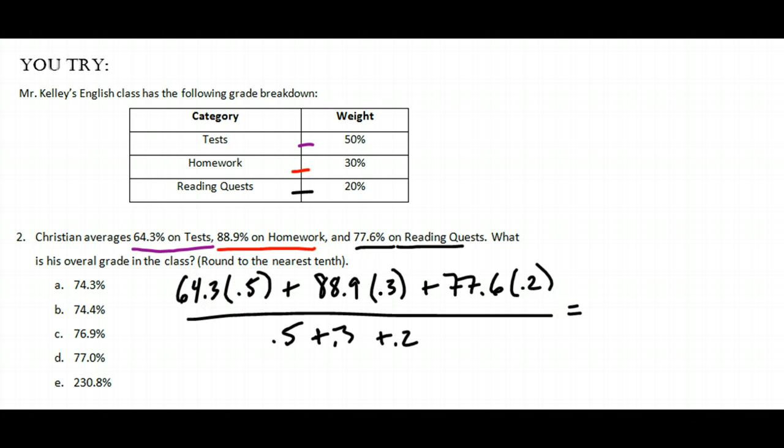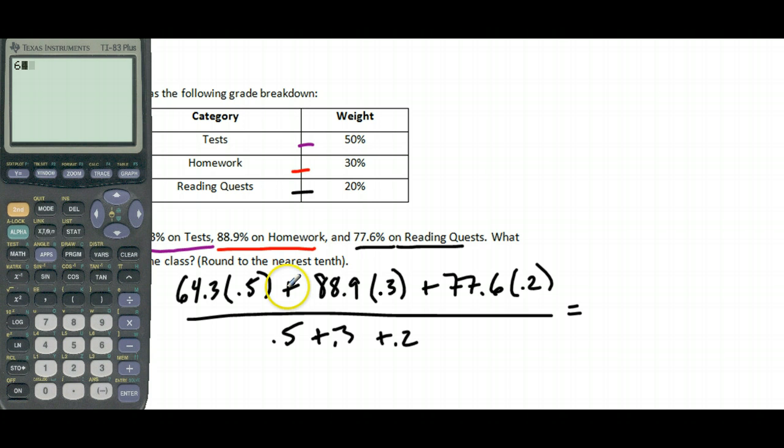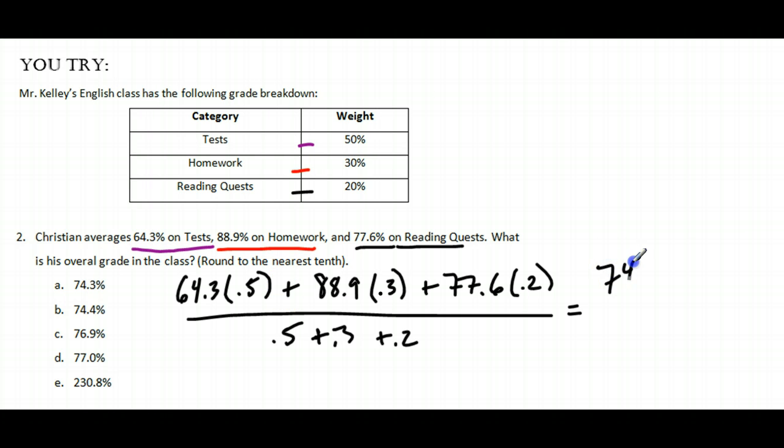Well, we're probably going to need a calculator for this one. 64.3 times 0.5 plus 88.9 times 0.3 plus 77.6 times 0.2. That's going to give me a total of 74.34. Divided by 0.5 plus 0.3 plus 0.2, which is 1. So your answer was 74.34.